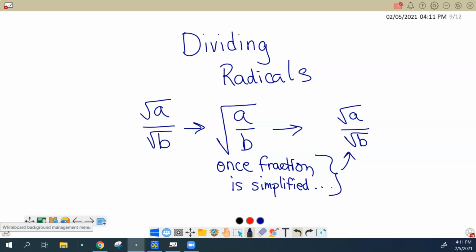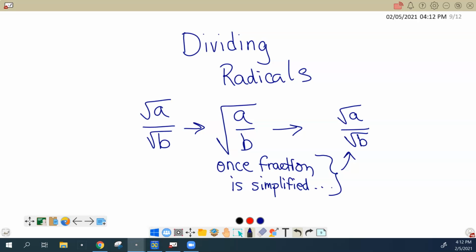Okay, in this video, we finish our operations on radicals instruction by finishing with dividing radicals. So you can see by our general example that you start off with the square root of one number divided by the square root of another number.